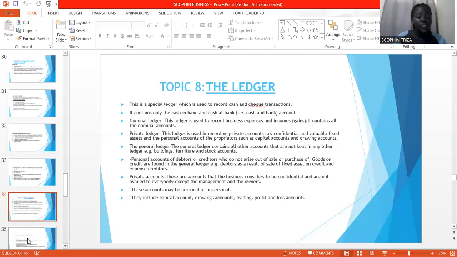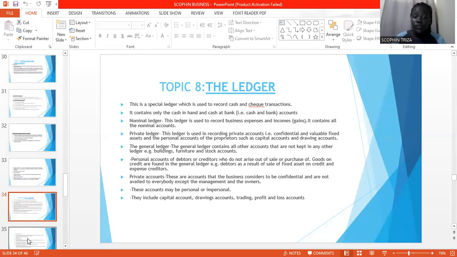And then we also have the general ledger, which contains all the accounts that are not kept in any other ledger. That is the building, the furniture, the stock account. And then we have personal accounts of debtors or creditors who do not arise out of sale or purchase of goods on credit, which are found in the general ledger.